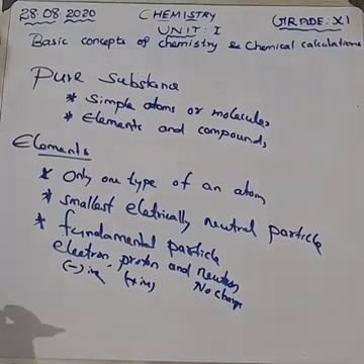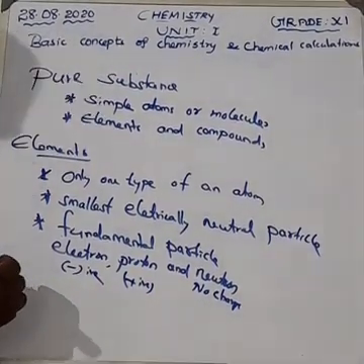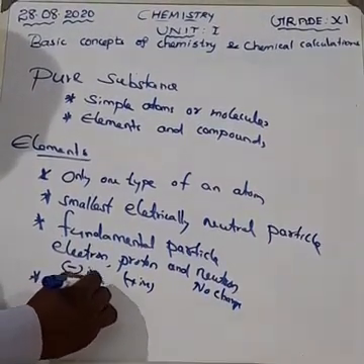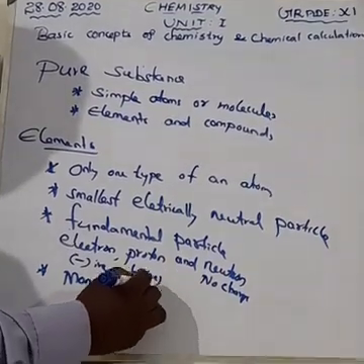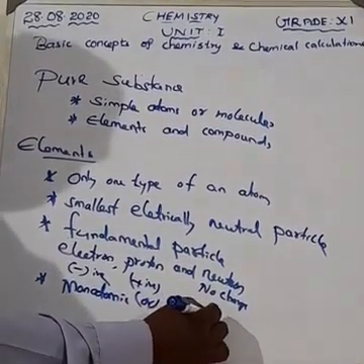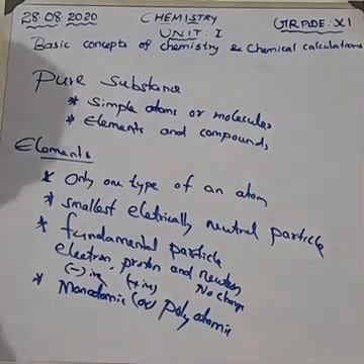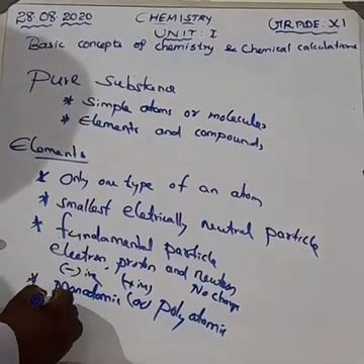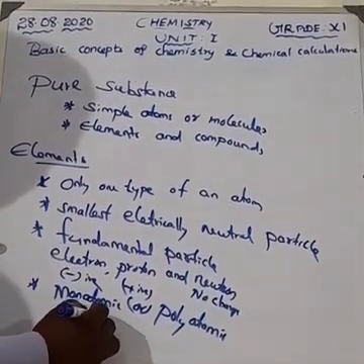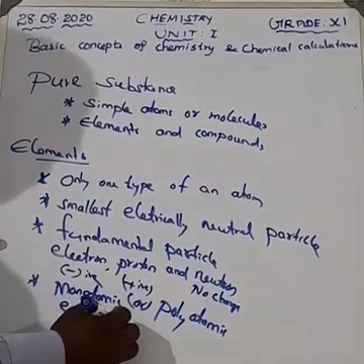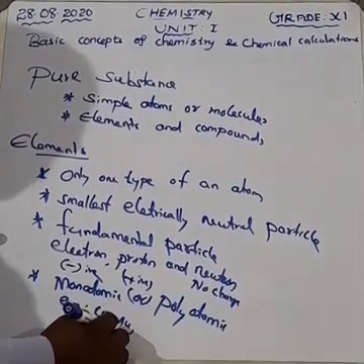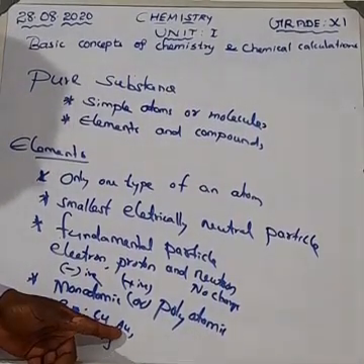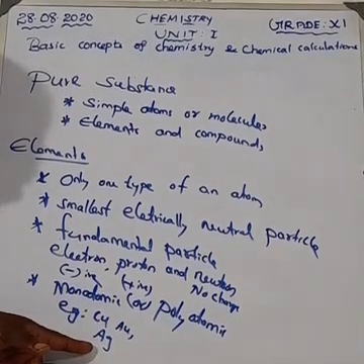An element can exist as a monoatomic or polyatomic unit. What about the monoatomic? It consists of only one atom. For example, copper, Cu. Gold, Au, that's a single atom, exists singly. And silver, Ag, is another example.